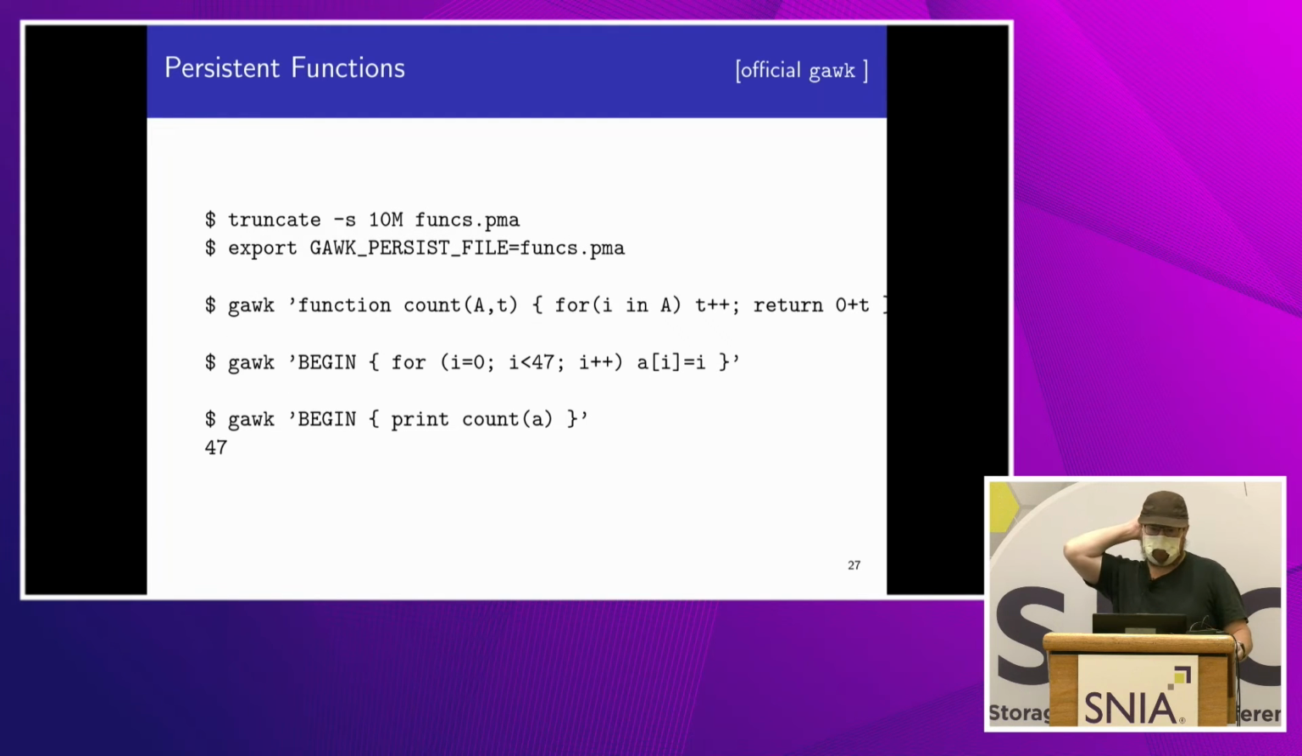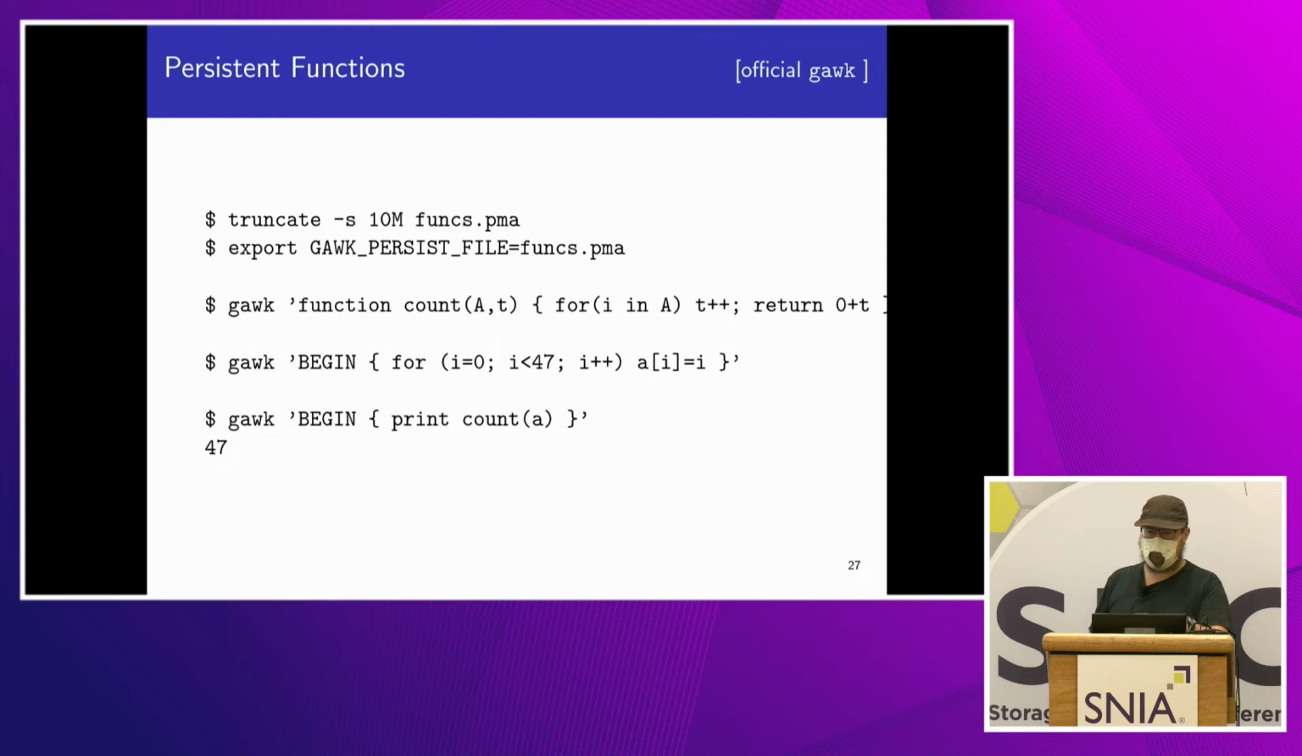Okay, so the coolest new aspect of official persistent memory gawk is persistent functions. If persistence is activated, user-defined functions are stored in the persistent heap in the heap file, just like script-defined variables and data. You get behavior that looks very much like a read-eval-print loop in a language that never had one before. In this example, a user-defined function count on the first gawk invocation counts the number of entries in a given array.